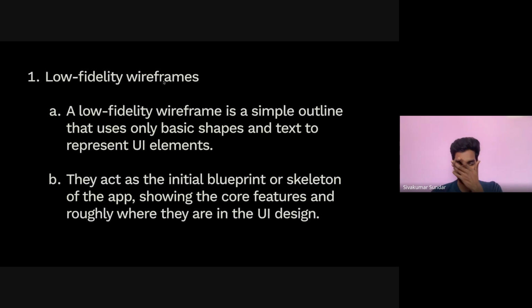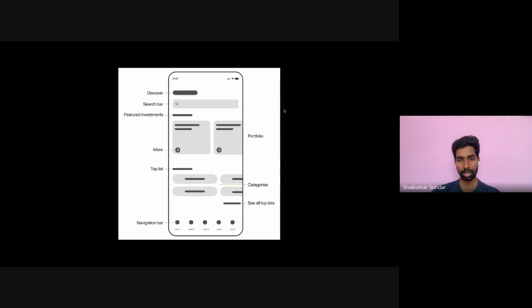So, low fidelity wireframe. A low fidelity wireframe is a simple outline that uses basic shapes and text to represent UI elements. They act as an initial blueprint or skeleton of the app, showing the core features and roughly where they are in the UI design, right? For example, I think this is your very basic low fidelity wireframe. This is probably built in an app, not hand-drawn, but it does not have any primary details. If you see, it does not have any text on what is going to be here.